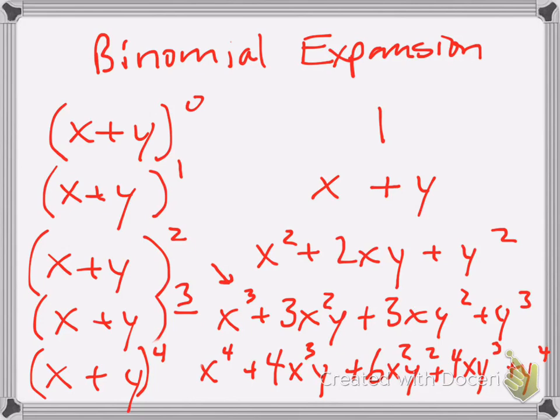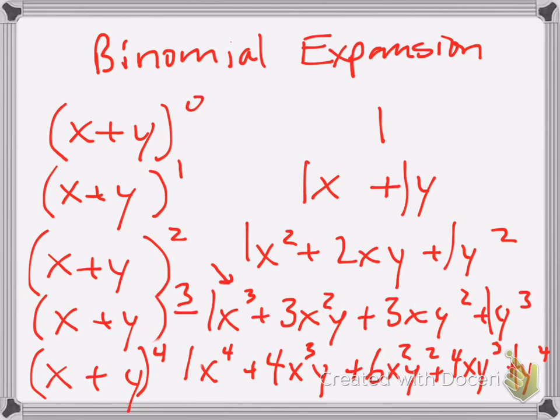What's happening to the y's? The y's are going up, right? So we start with y to the 0, then we go y to the first, then we go y squared, then we go y cubed. Now, if you put 1s in the places where the coefficients are 1, you do indeed have Pascal's triangle, right?